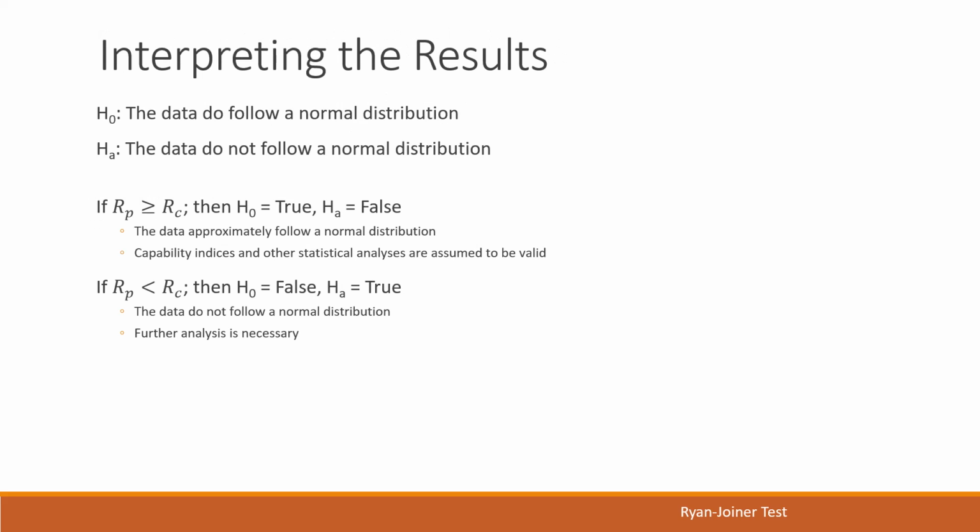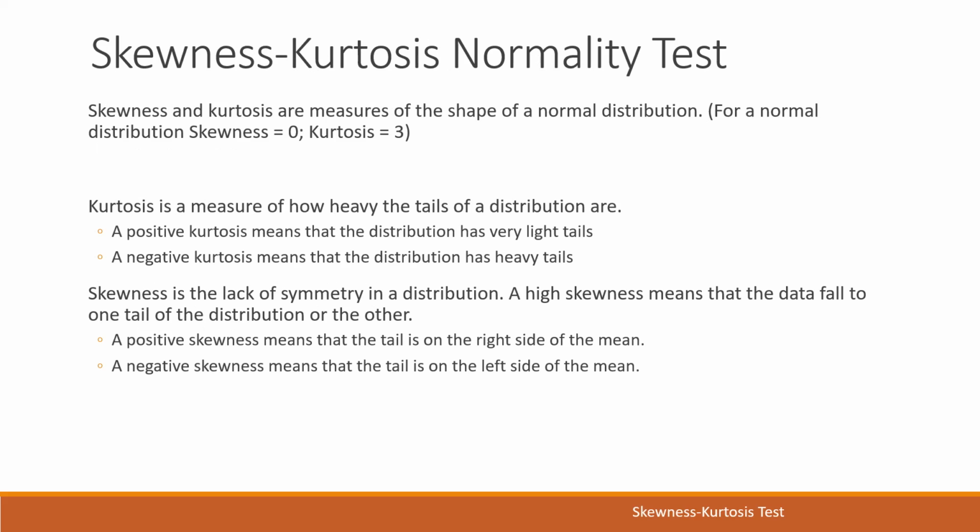So interpreting the results, the null hypothesis is that the data do follow a normal distribution. The alternative is that the data do not follow a normal distribution. If your test statistic, Rp, is greater than or equal to your critical value, then we fail to reject the null hypothesis. That means the data approximately follow a normal distribution. And since we assume it's normal, all of our statistical analyses that depend on that assumption are considered valid.